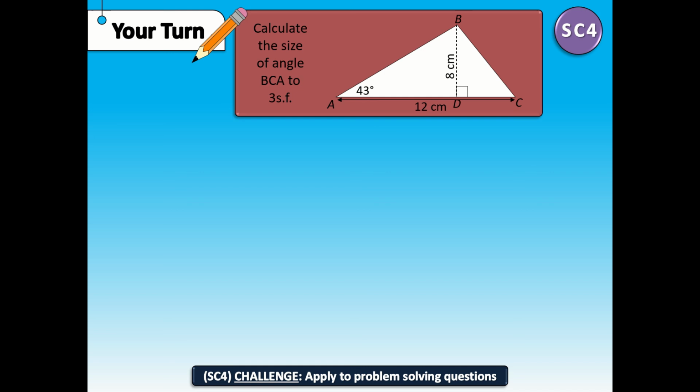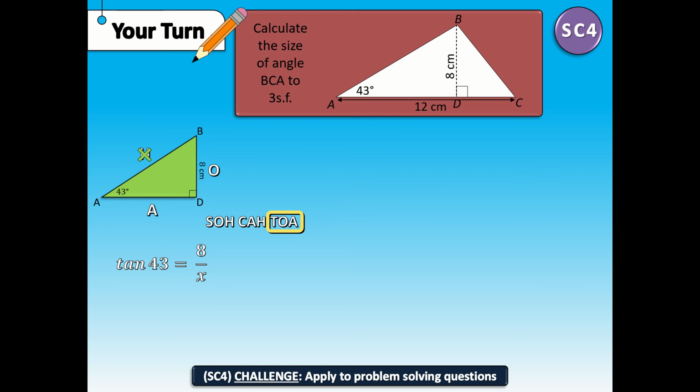From the red question, I need to work out the size of the angle BCA. So if I look at this triangle here, ABD, label up my sides, and if I'm trying to find the side A for adjacent, that means I'm going to use TOA. Swap tan 43 with x. So x equals 8 over tan 43.